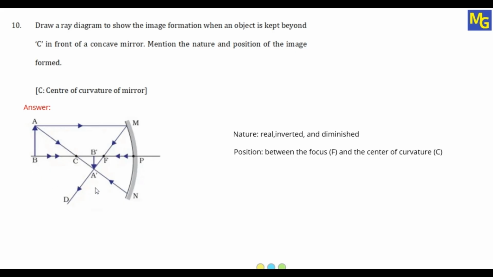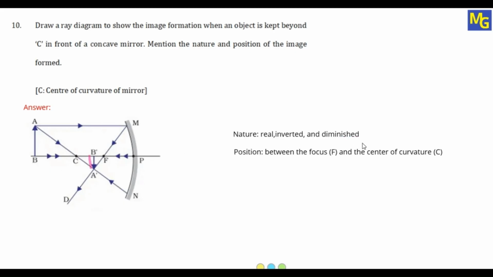And in this case, they have asked to write the nature and the position. So what is the nature of the image? Our image is real because it is forming in front of the mirror, the same side from where the light rays are coming. So this is real. It is inverted. See the object, the object is AB and your image is downside. So it is inverted. And it is also diminished. Diminished means small. Compared to our object, our image is small.